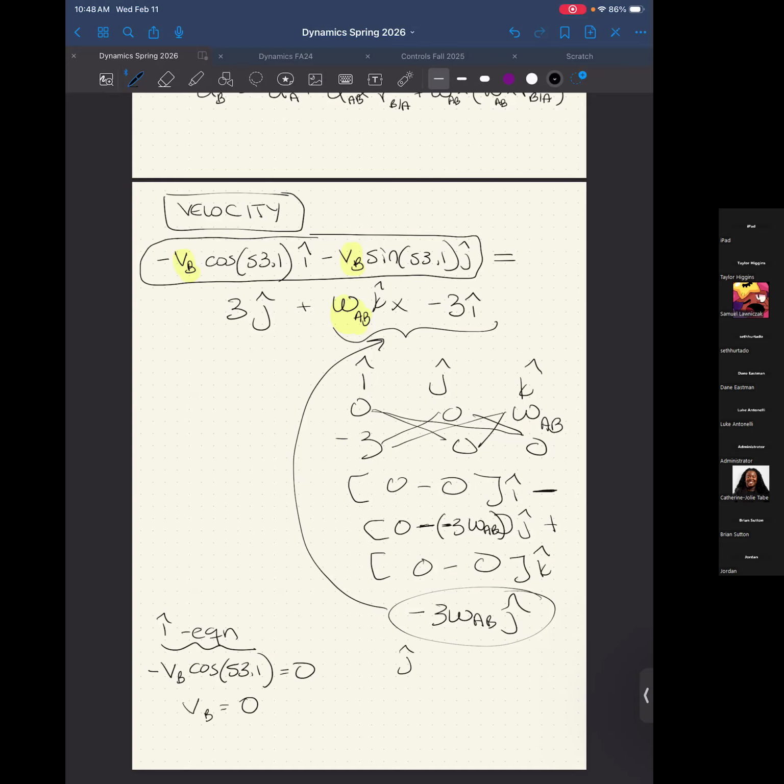But if we want to solve the acceleration part of this problem, we'll need to know what omega is. So we need to go ahead and write the j expression as well. The j expression will be minus V_B sine 53.1 equals 3 minus 3 omega_AB. V_B is 0, so this goes to 0. So this should just be 3 omega_AB equals 3, so omega_AB equals 1 radian per second in the k hat direction.